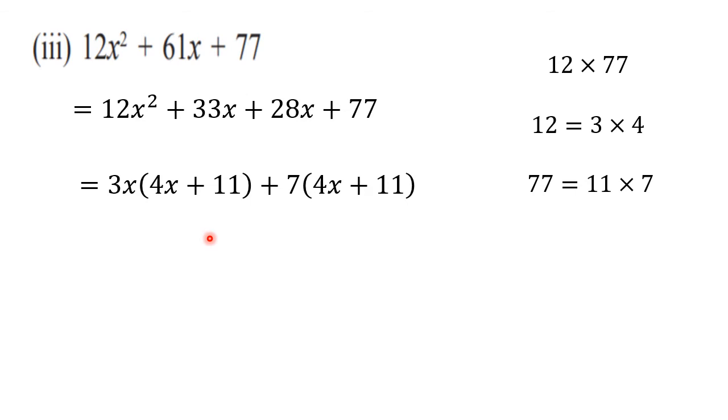Now the next step, you know, you have to write down two separate brackets. So first bracket which is common here, that is 4x plus 11, and second bracket is 3x plus 7. So in this way we got the factors for this particular polynomial as 4x plus 11 and 3x plus 7. Now let's go ahead.